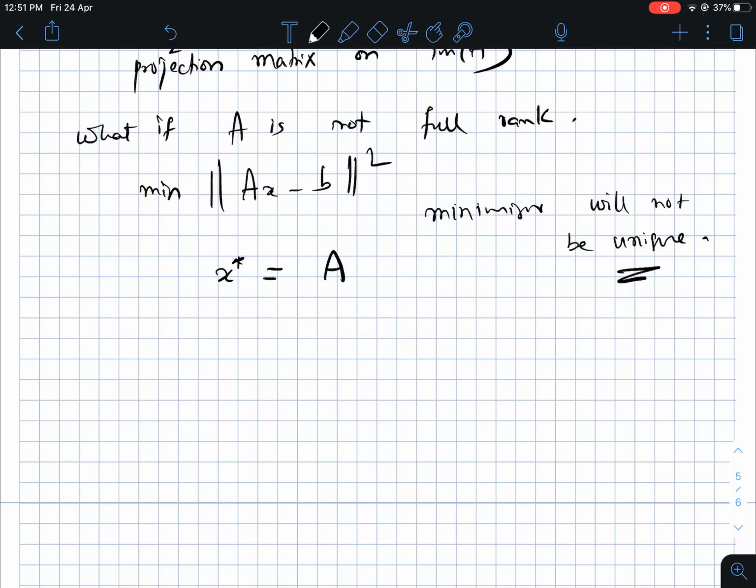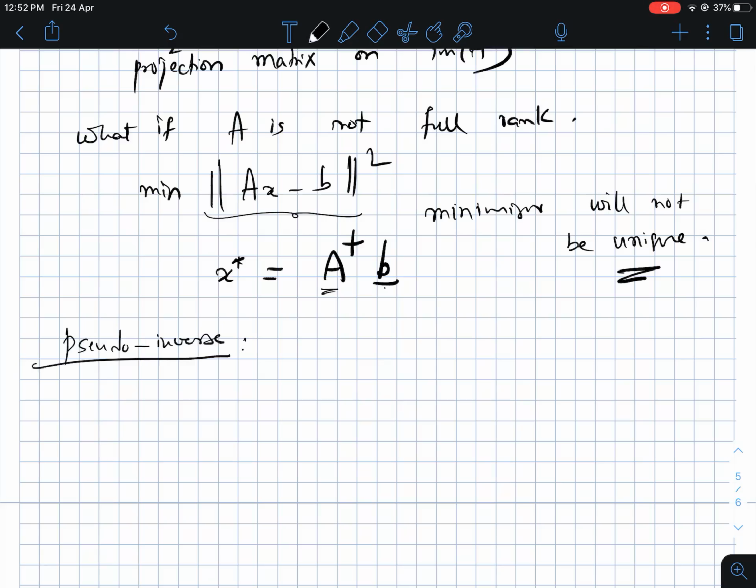Right? In that case, still you can find one of the minimizers to be something called the pseudo inverse of A multiplied with B. Okay, the pseudo inverse of A multiplied with B. Okay, so what is the pseudo inverse? I'll describe what the pseudo inverse is. But the main idea is that if I want a solution to Ax equal to B, I'll simply multiply B with the pseudo inverse of A. Okay, so what is the pseudo inverse?